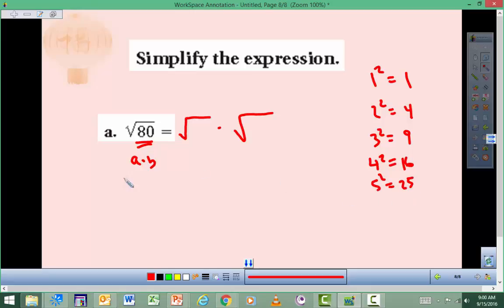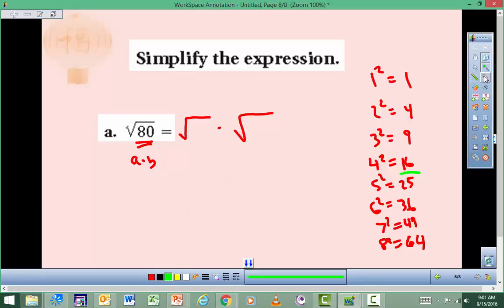Do you guys see any factors of 80 that are on this list yet? 6 squared equals 36. 7 squared, 49. And so on. 8 squared, 64. Well, here's the thing. I don't know about you, but I see one that's on the list already. Which one is it? Well, it's that one. I just happen to know that 80 is equal to 16 times 5.